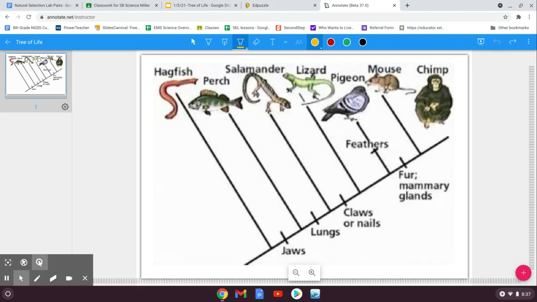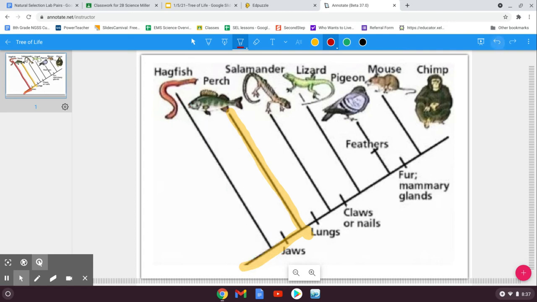So we're going to first look at the perch. If you look down its branch, you're going to see the characteristic that it has, which is jaws. And the hagfish, if we look down the hagfish's branch, I'll change my color, we see that it does not have jaws. Somewhere it adapted and got jaws, and that's how the evolution broke off and we get the perch.